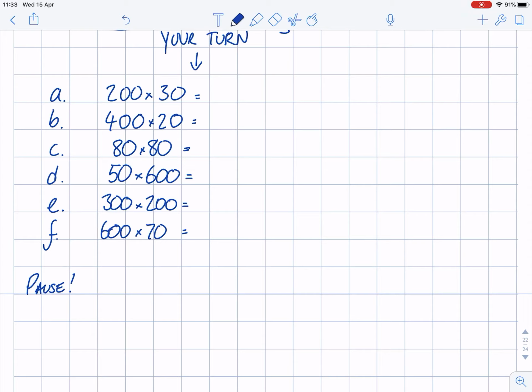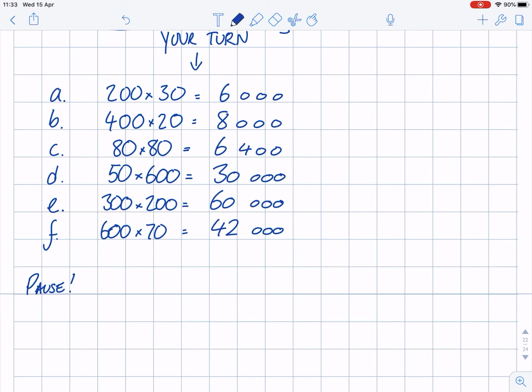Okay, good. So let's go through these answers then. So A, the answer was 6,000. B, the answer was 8,000. C, 6,400. D, 30,000. E, 60,000. And F, 42,000. So hopefully you got those right.